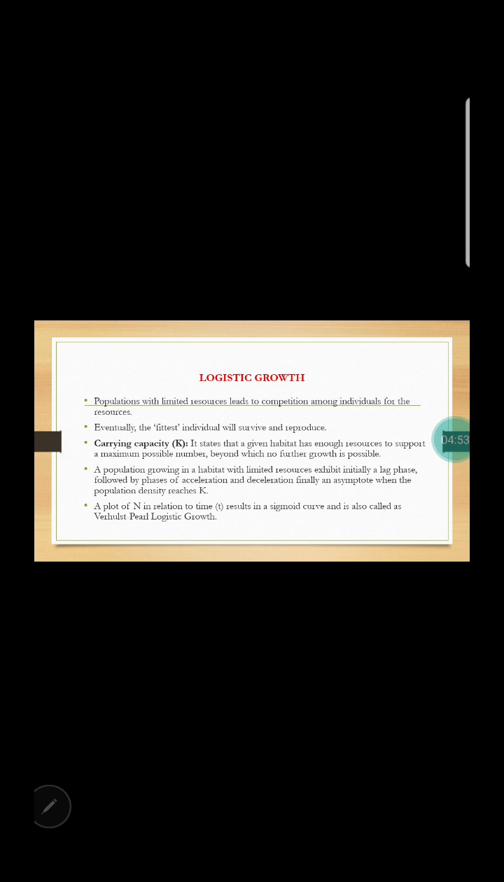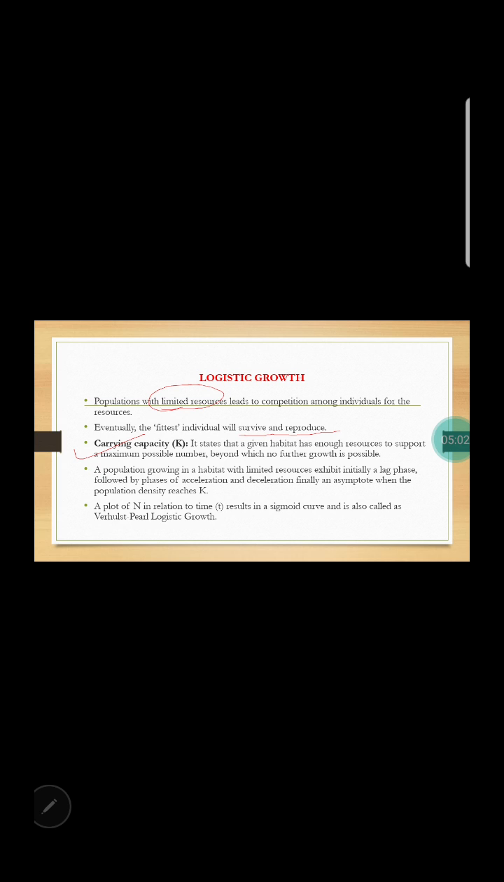This is exponential growth. The next one is logistic growth, which suggests that after some time period, the resources become limited. So this is the red curve that is showing logistic growth. It means that after a particular time period, the population density will saturate. So there is a particular carrying capacity for that population. Let us understand that. Eventually, what is going to happen is that there are limited resources, so the fittest individual is going to survive and reproduce.